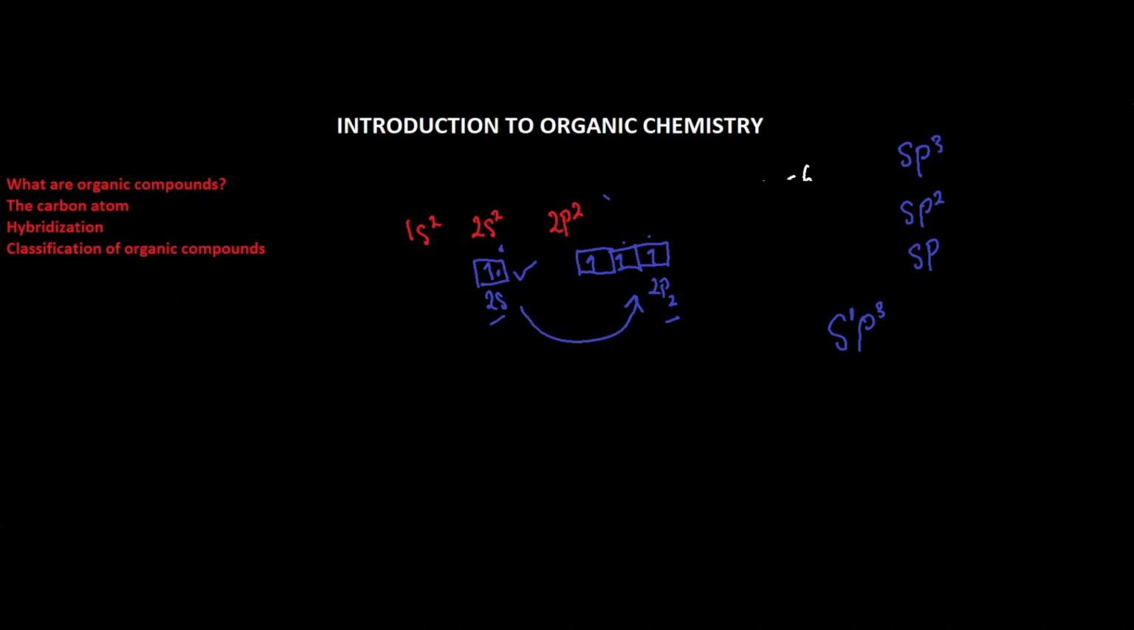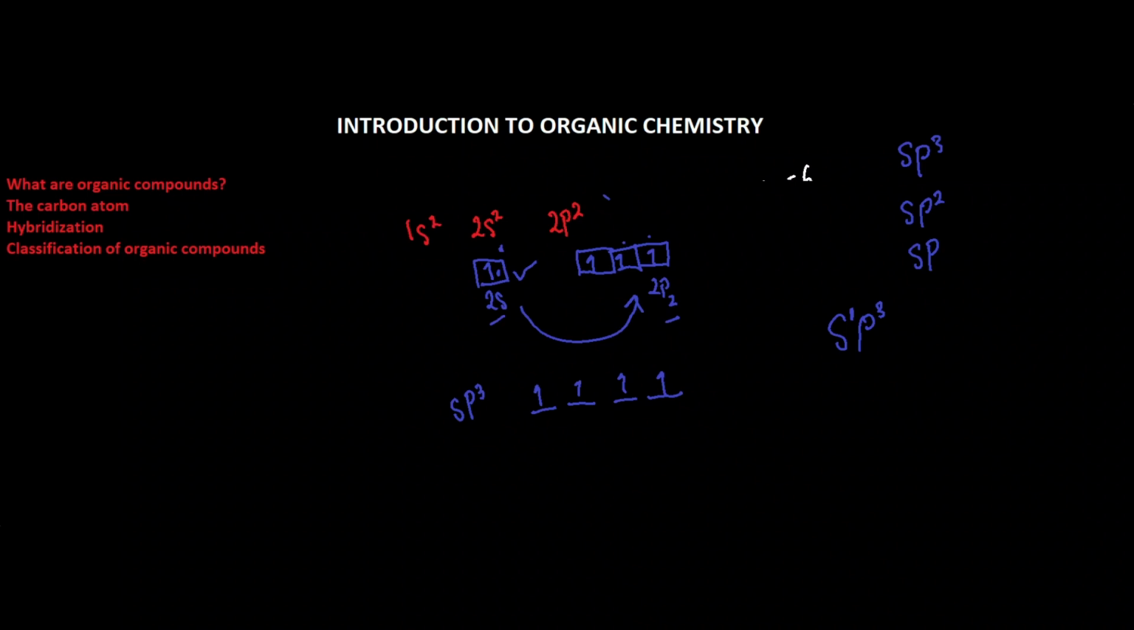Now, I earlier stated that these orbitals are not degenerate. The 2s and the 2p are not degenerate, but when hybridization takes place between one of these and the 3 of these, it forms a hybrid orbital that is degenerate, and that hybrid orbital is the sp3. So this is the sp3 hybridized orbital.